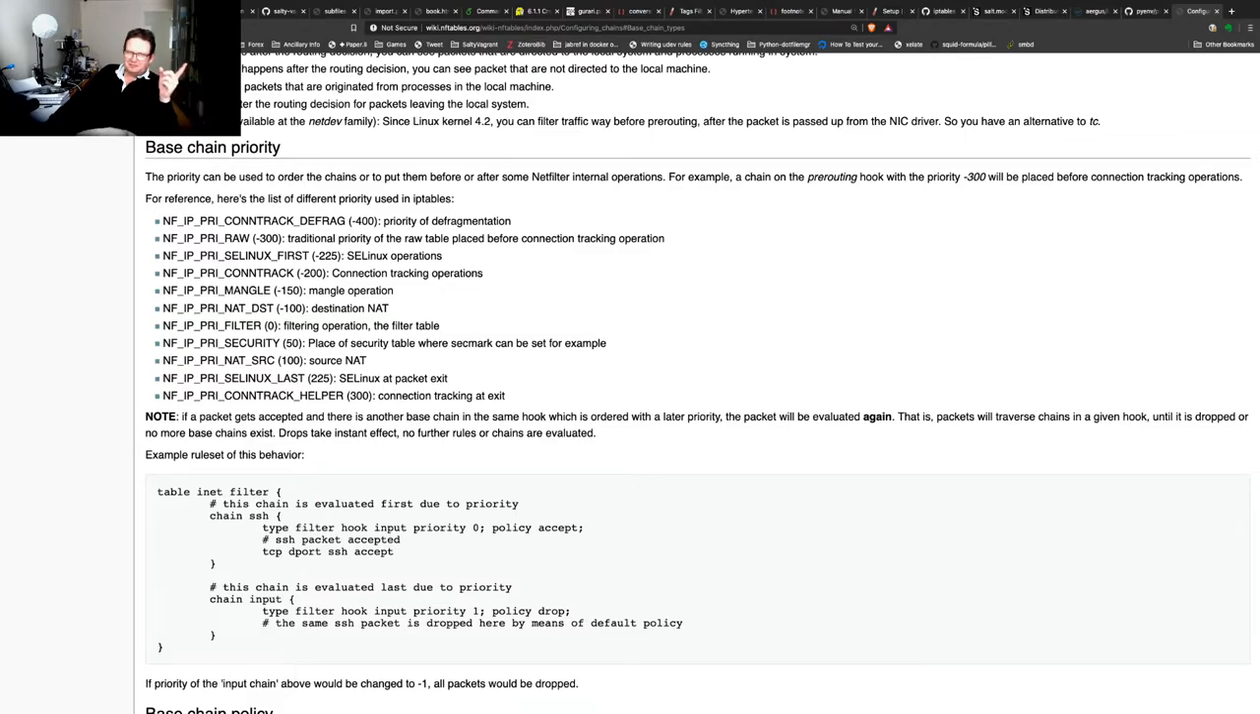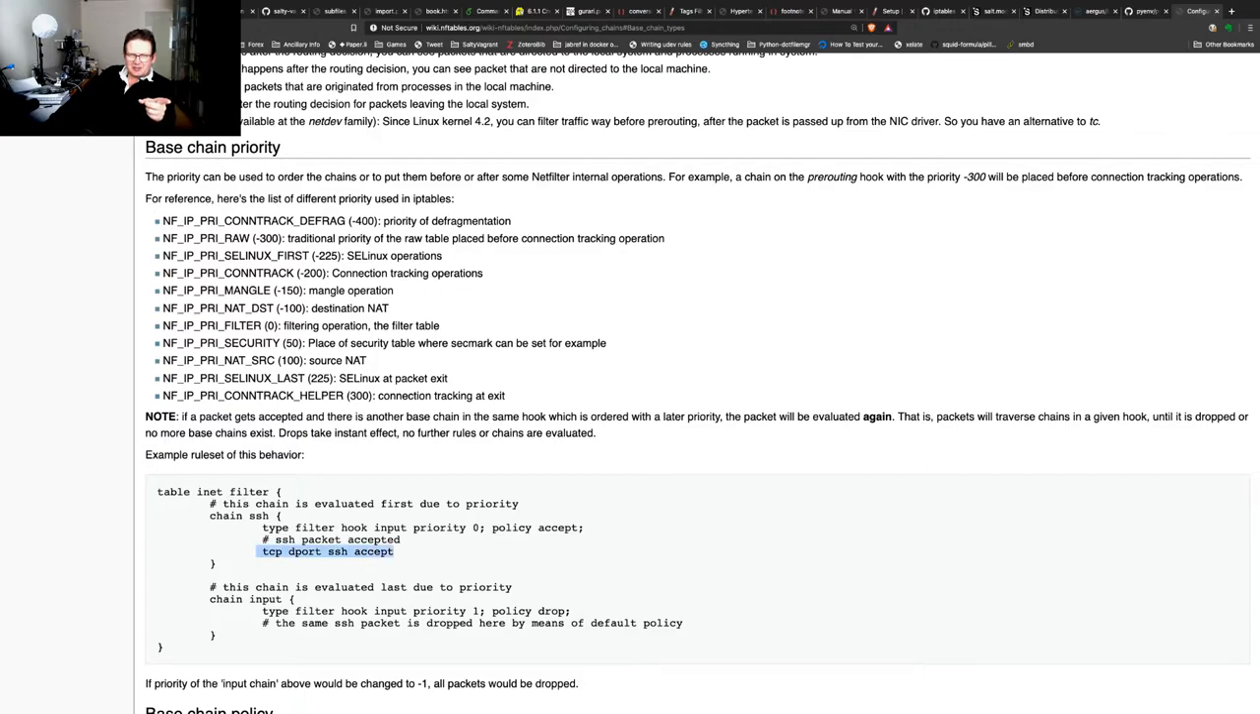But this is where we have to be careful. We've now got a second chain which is going to be applied because again, it's a filter and it's on the input hook. Because it's priority one, it's going to be run after the rules that are run on this SSH chain. So what's going to happen is it's going to apply the rules. There are no rules on this chain, but it does have a policy of drop.